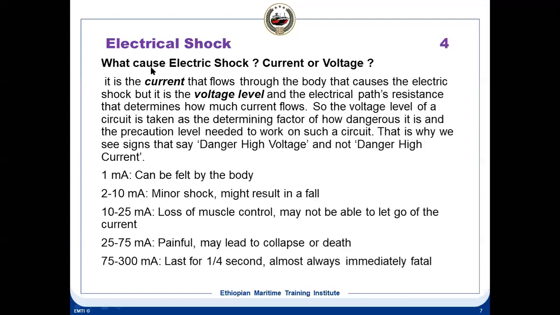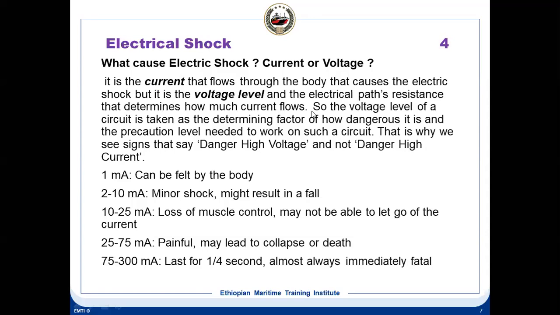So what causes the electrical shock, current or voltage? It's a current. It is the current that flows through the body that causes the electrical shock. But it is the voltage level and the electrical path resistance that determine how much current is flowing. Everything is related here. We cannot say it's only current, the voltage level is also important. The voltage level of a circuit is taken as the determining factor of how dangerous it is and the precaution level needed to work on such a circuit.